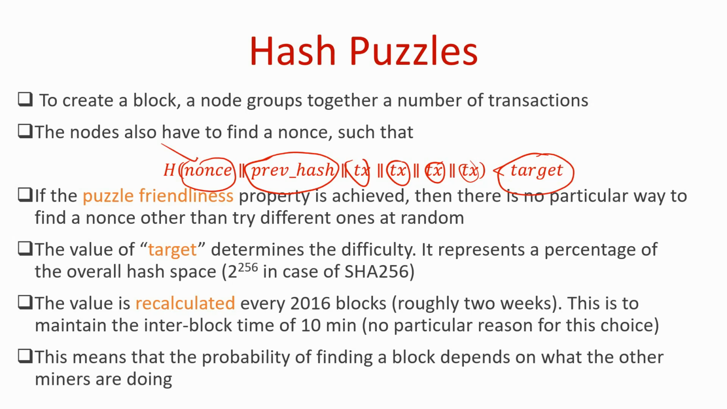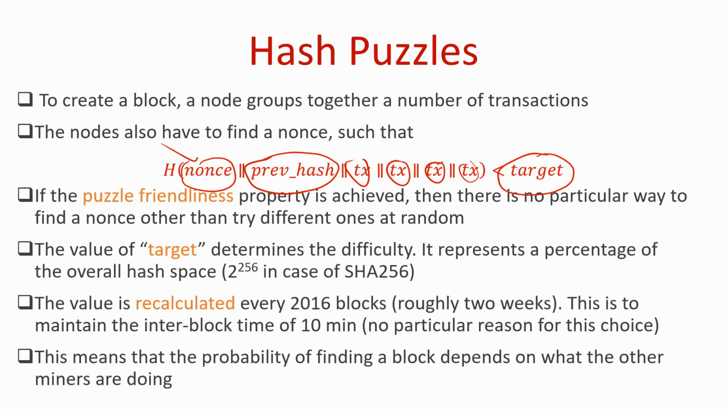And so by setting an appropriate target, you can determine the difficulty of solving the hash puzzle. If the target is very large, then obviously there are so many values of the nonce that will produce a hash output that is less than the target. If the target is very, very small, then there will only be a very small number of nonces that will result in a value that is less than this target. And so by adjusting the value of the target, you can adjust the difficulty of solving the puzzle. And this is exactly what happens in Bitcoin.